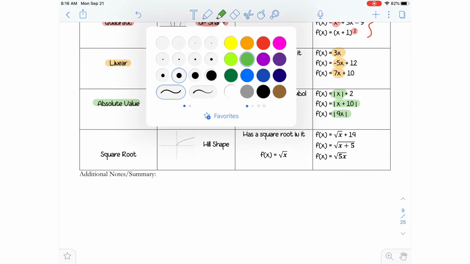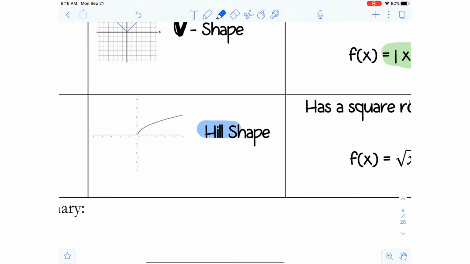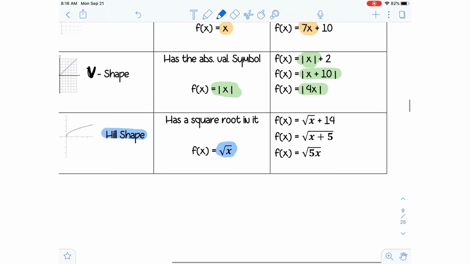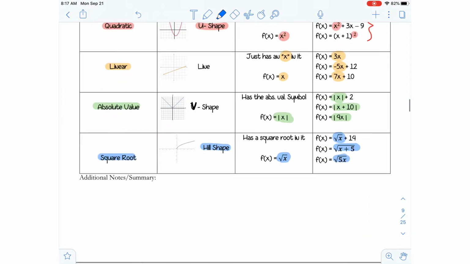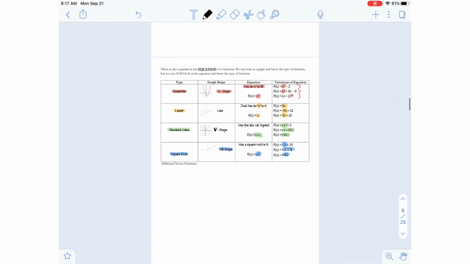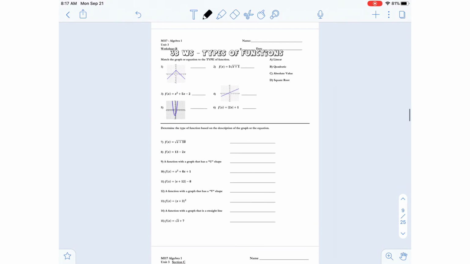And then last but not least, we have square root, which we said looks like a hill. If I look at the equation, I know that it's a square root function because there's literally a square root in it. Okay, so if I'm looking at an equation, I should be able to figure out what kind of function I'm looking at. And if I look at the graph, I should be able to figure out what kind of function I'm looking at.